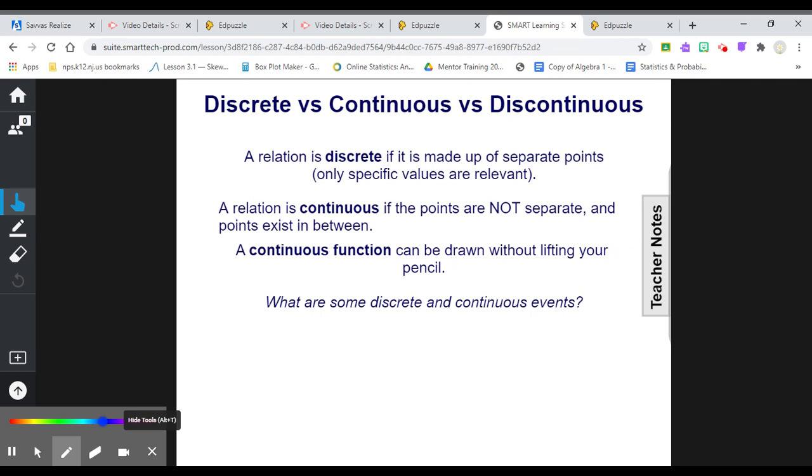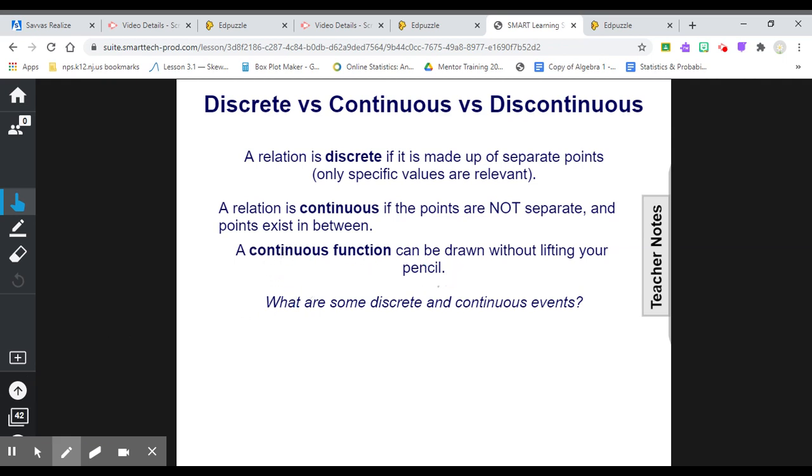That's kind of the best way to remember whether or not something's discrete. A relationship can also be continuous. So here, all the points are connected. You actually can draw a nice smooth line. When you make the graph of a continuous function, you never have to pick up your pencil. And this is the example written here.